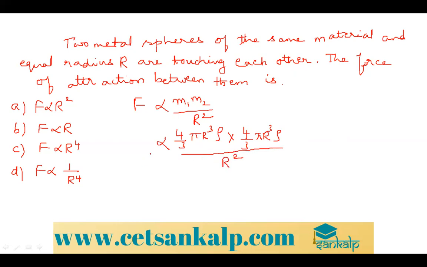Now I'm going to have only the radius part, the remaining thing is constant, so I'll write this as proportional. F is proportional to r to the power 3 times r to the power 3, which is r to the power 6, divided by r to the power 2. So r to the power 6 divided by r to the power 2 gives r to the power 4. So finally we can say F is proportional to r to the power 4. That's the right answer.